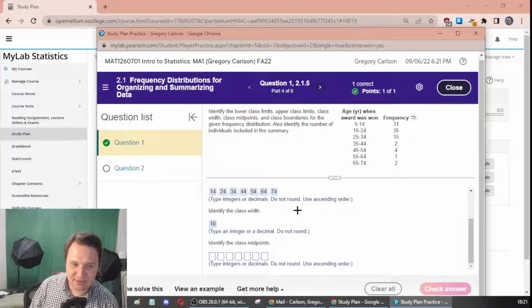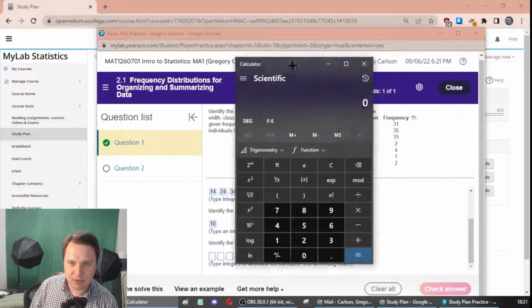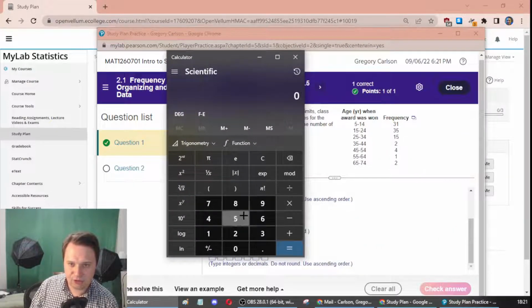Identify the class midpoints. The way you calculate the class midpoints is that's the number that's right in the middle of each class. And the way you calculate that is you grab your calculator. So for the first one, you do 5 plus 14. So you add the two ends of the bound together, 5 plus 14, and then you divide that number by 2.